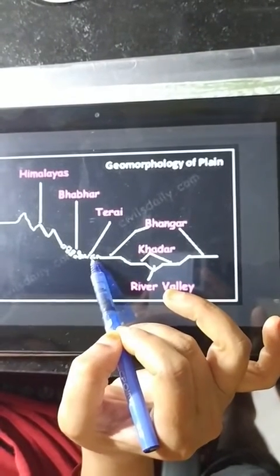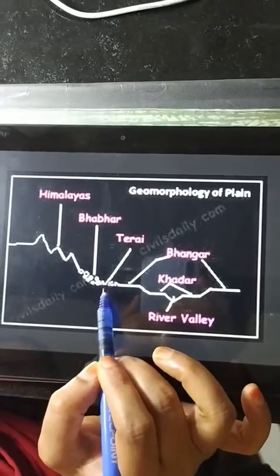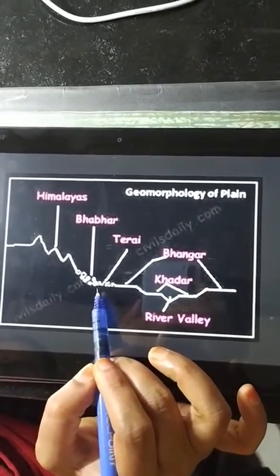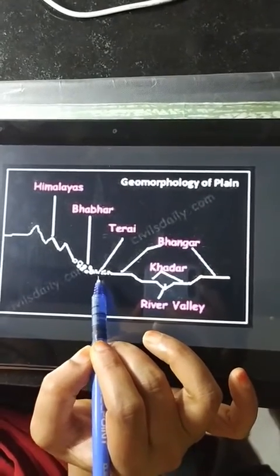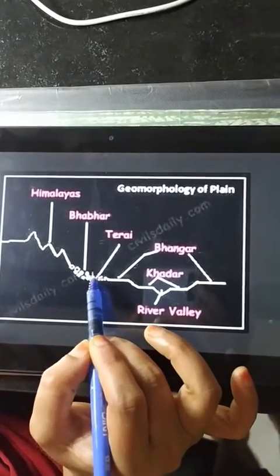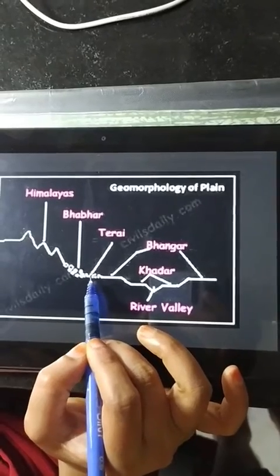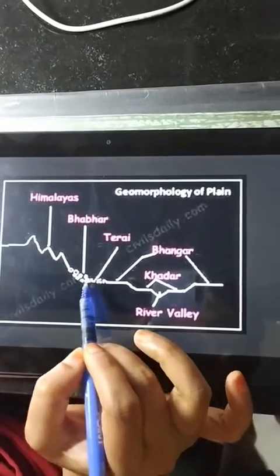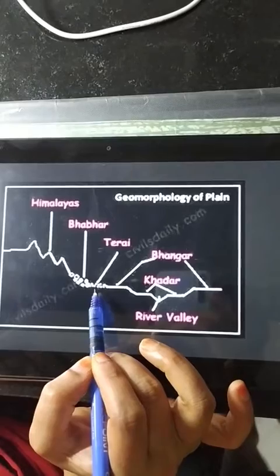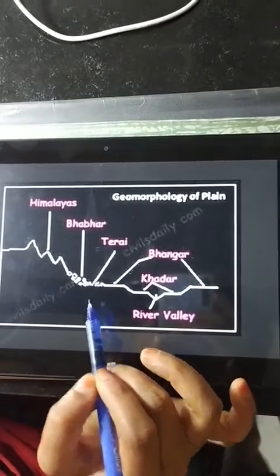Second region is Terai region. Terai region is a wet and marshy area with wildlife and forest. Many types of forest are found here. तो जहाँ पे forest होंगे वहाँ पे wildlife तो होगी ही. So it is a wet marshy region of forest and wildlife.